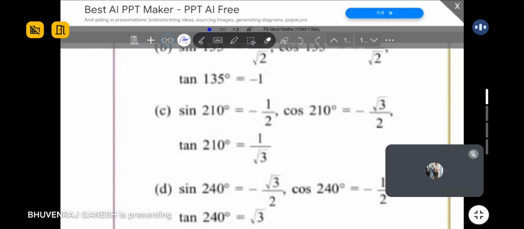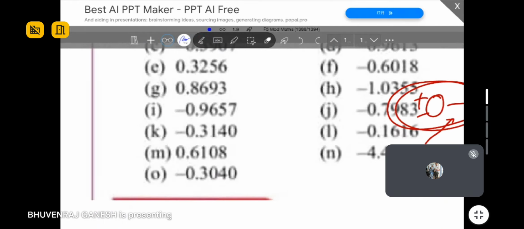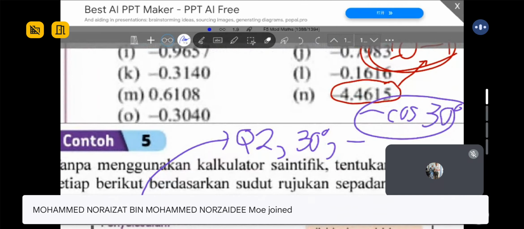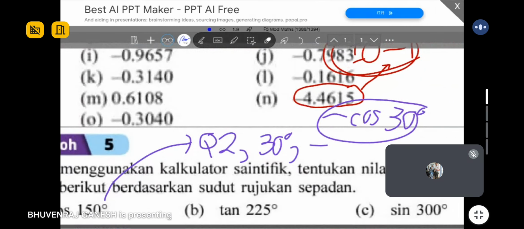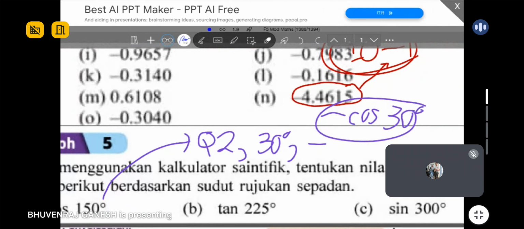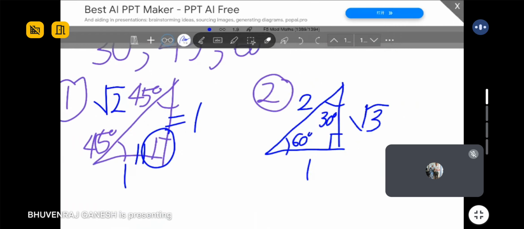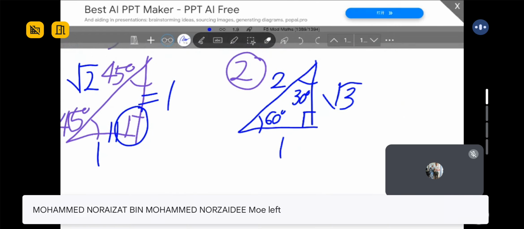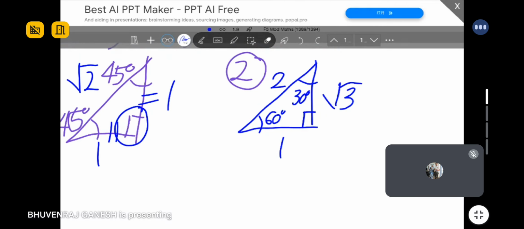Okay, so now you come back to this question. This one over here. Okay, so our reference angle is 30 degrees, correct? Sudut rujukan 30. So now guys, cos 30. So now what is the value of cos 30? Apa nilai cos 30? Okay, you refer back the triangle. Okay guys, can you all tell me, based on this triangle, what is the value of cos 30? Apa nilai dia?